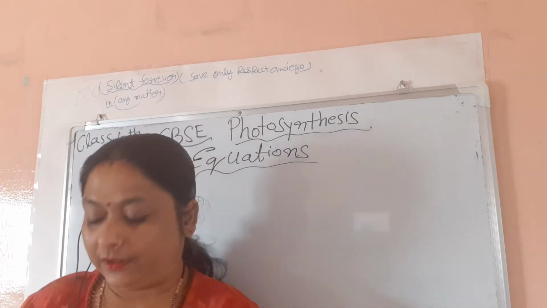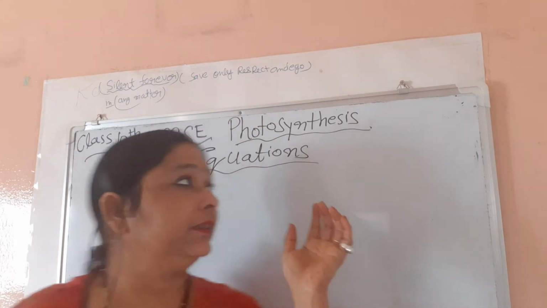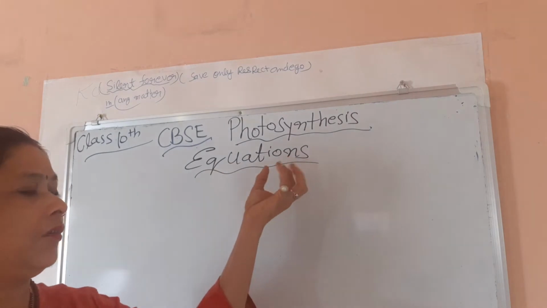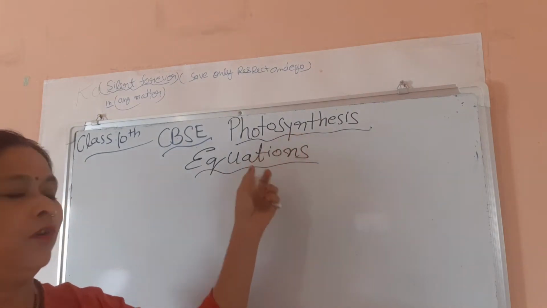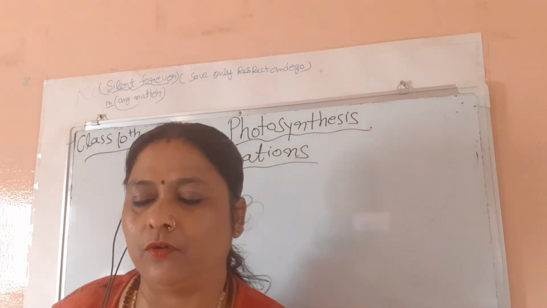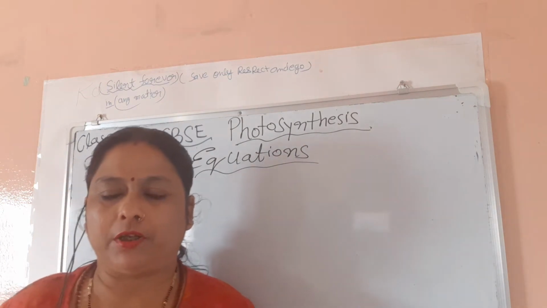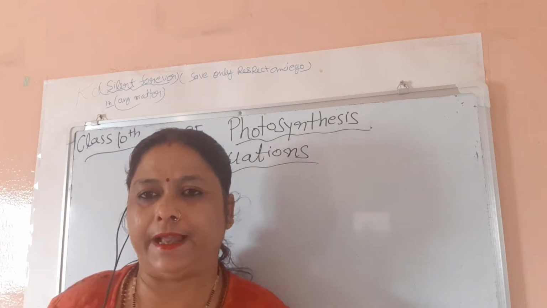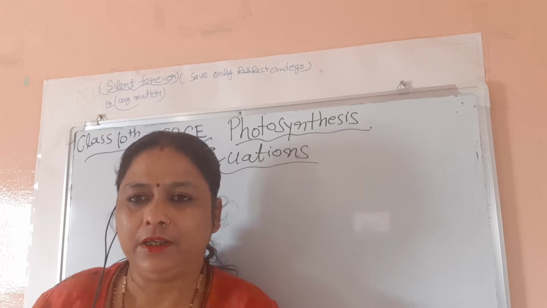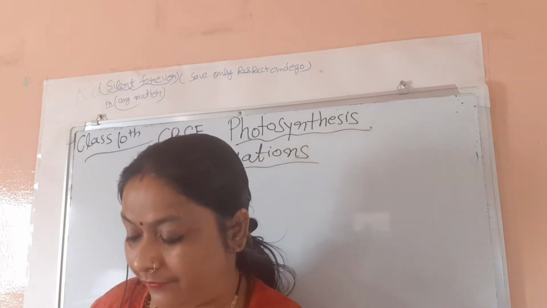This is Amita. Today's topic is the next in the series on photosynthesis. This is only a discussion about the photosynthesis equation. This topic is very important for grades 6, 7, 8, 9, and 10. So let's start without wasting any time.